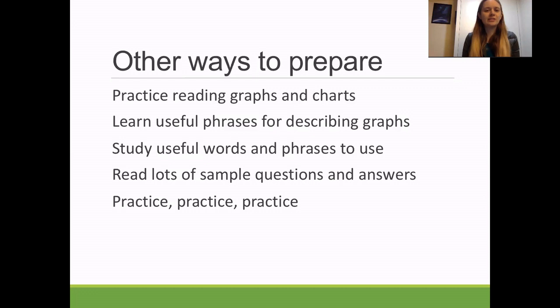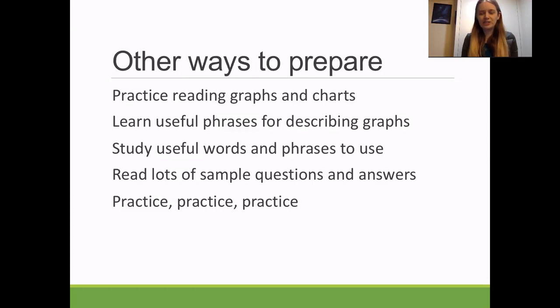Then you can learn some useful phrases for describing graphs. The vocabulary I mentioned today relates to that, but there is more that you can learn as well. Study useful words and phrases that you can use, not full sentences. You're not memorizing sentences, of course, because it will be different for each question that you have. But there are a lot of words and phrases that you can be more familiar with so that you can use them on the test.